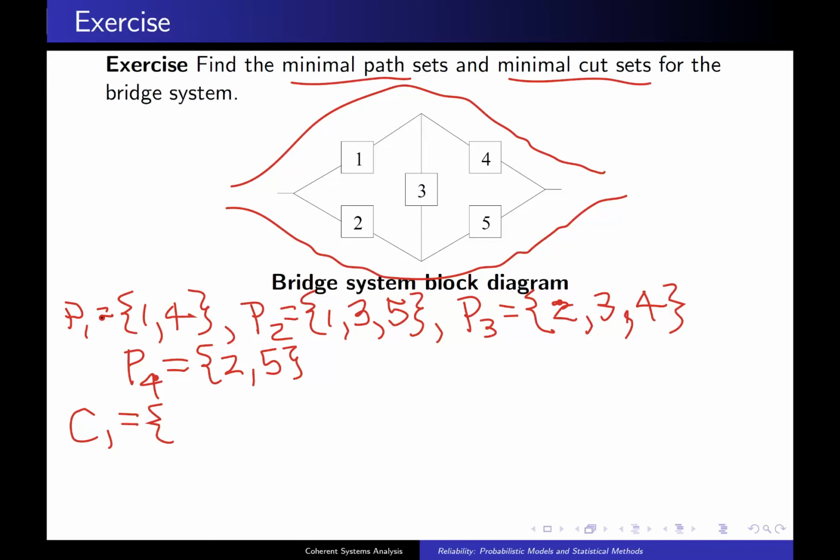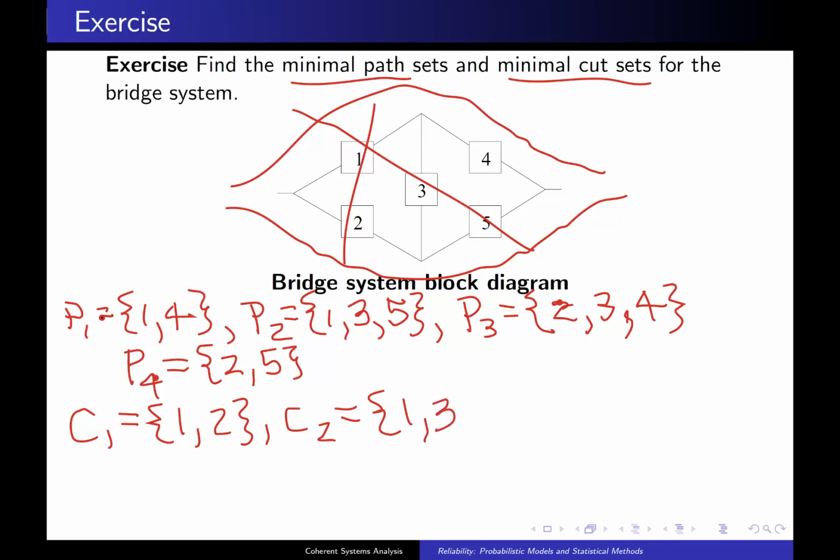The first minimal cut set is right here. If I know that components 1 and 2 are both failed, then the system is not operating. What is another minimal cut set? Well, if I go through these three right here, if those three have all failed, there is no path through the system. So 1, 3, and 5 is a second minimal cut set, but there are more.